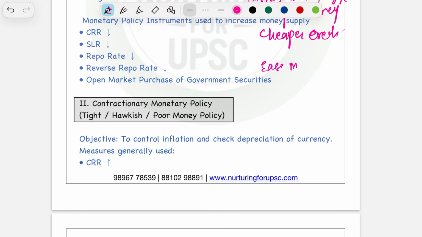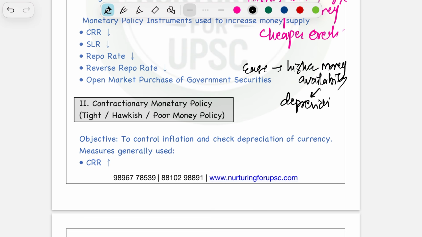In case of easy money, there would be higher money availability. So it may lead to depreciation of the money. Why? Because there is more money, so there can be a decrease in demand. So that can actually lead to depreciation of the currency.